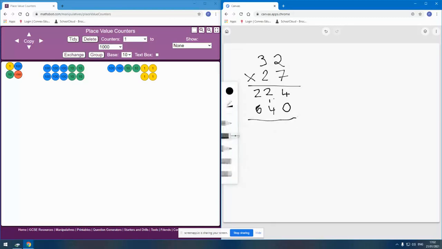And then, of course, having completed these 2 separate multiplications, the algorithm then suggests that we should be adding these together because I've got the result of 32 times 7 here, the result of 32 times 20 here.